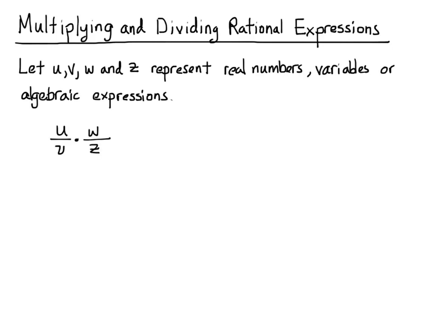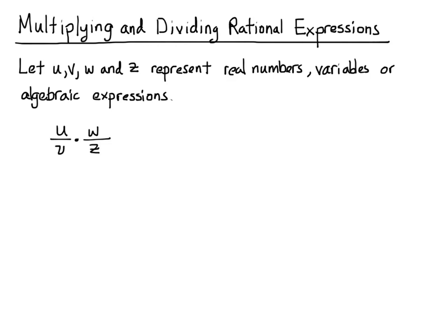Okay, so I'm going to come up with a couple of these definitions here, several of them, and they're going to involve u, v, w, and z. And what I want u, v, w, and z to represent can be anything that's a real number, 2, a variable, x or y or whatever, or algebraic expressions. And so that can be just about anything you put together. Think of a polynomial like 2x squared plus 1. Also could be things like the square root of x plus 1, you know, all those kinds of algebraic expressions. So let these represent any of those.